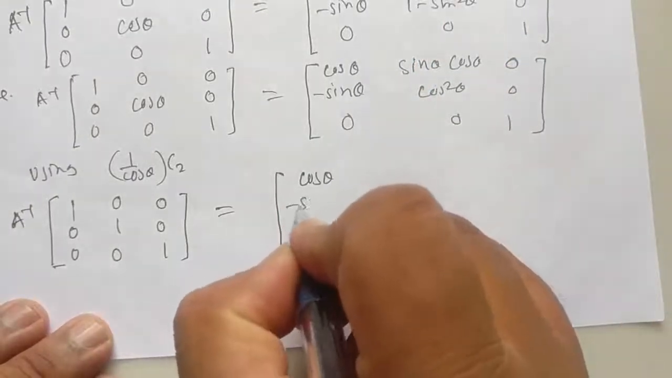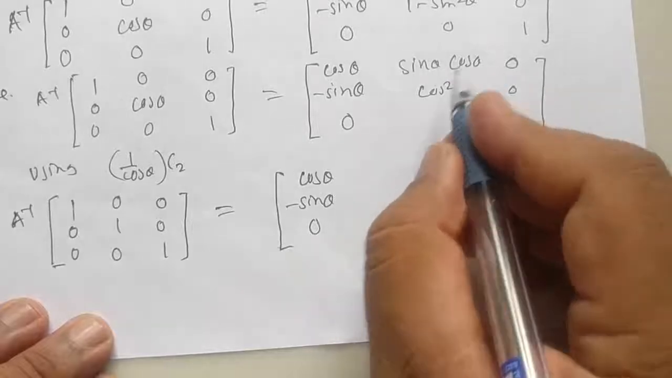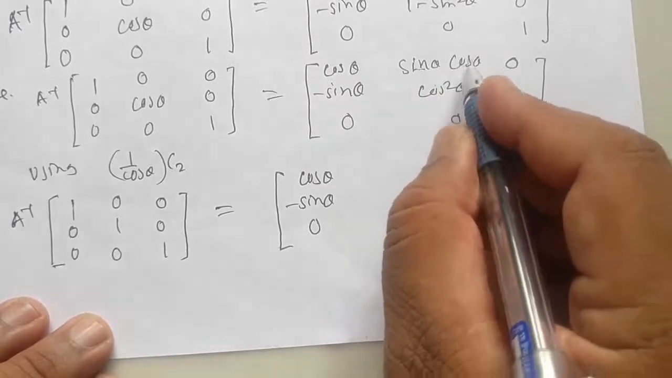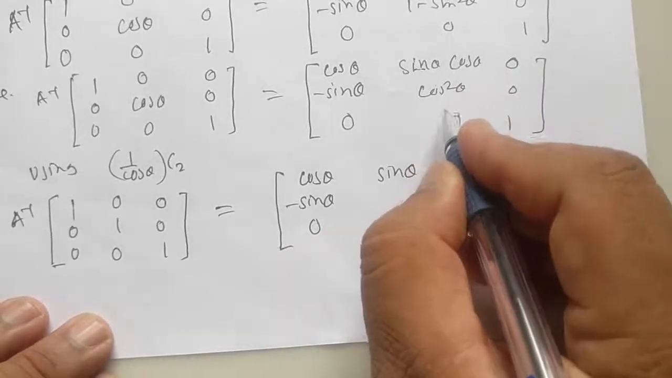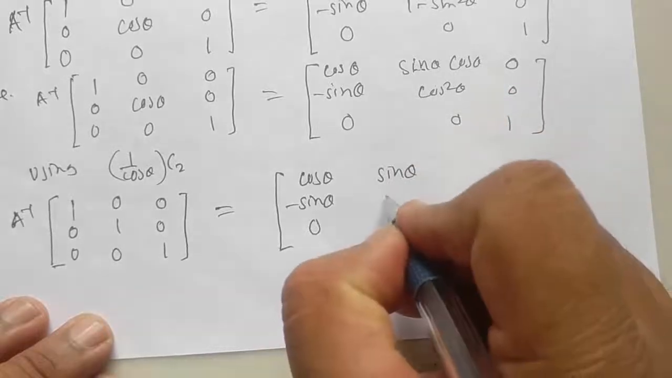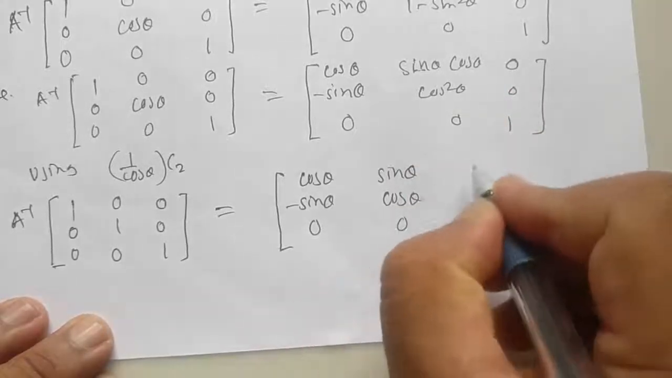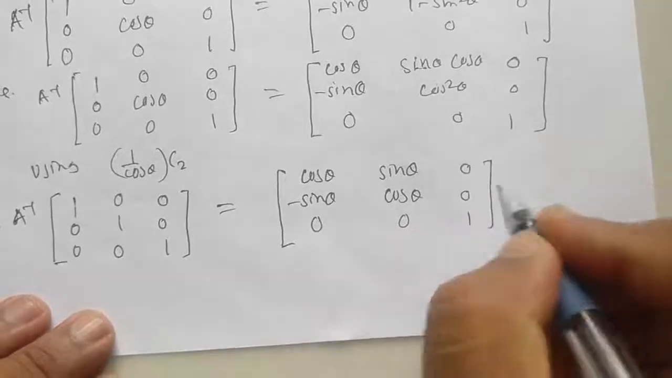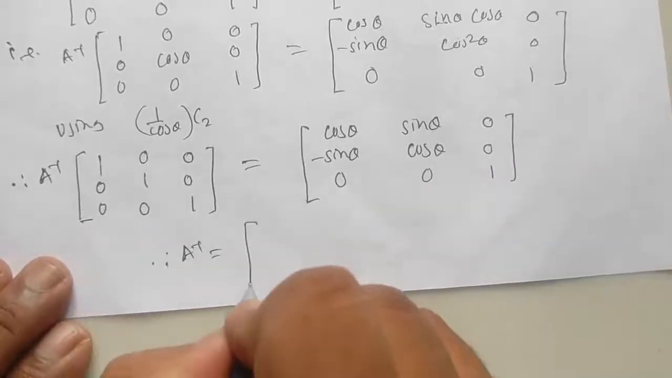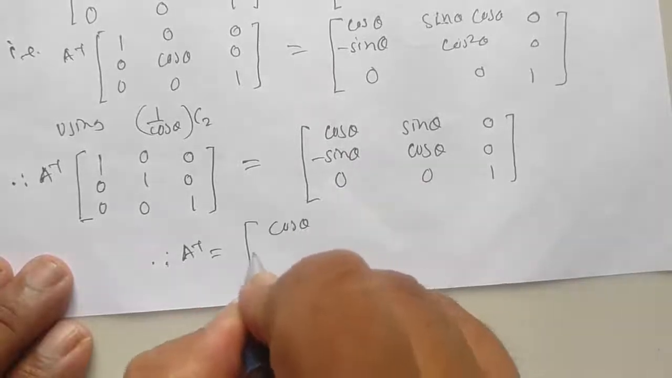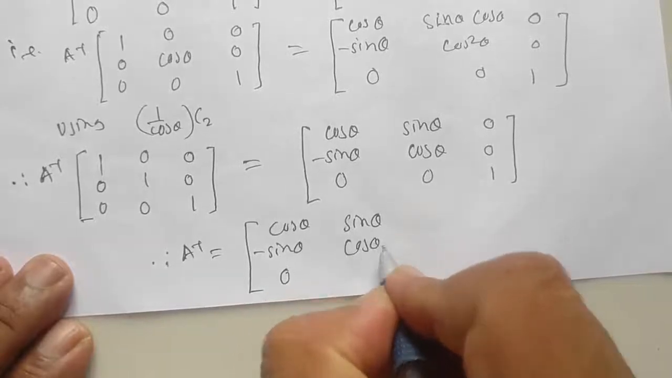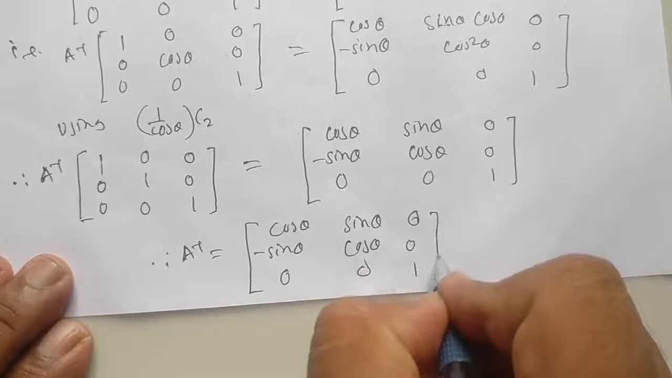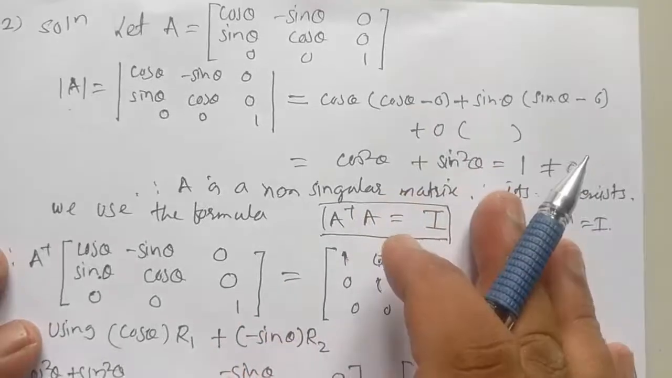First column no change, second column we divide by cos theta. Sin theta into cos theta divided by cos theta cancels, only sin theta remains. Cos square theta divided by cos theta, one factor of cos theta is cancelled, so cos theta remains, 0 0 0 1. Therefore A inverse is equal to the matrix cos theta, minus sin theta, 0, sin theta, cos theta, 0, 0, 0, 1. So this is the inverse of the given matrix by elementary column transformation.